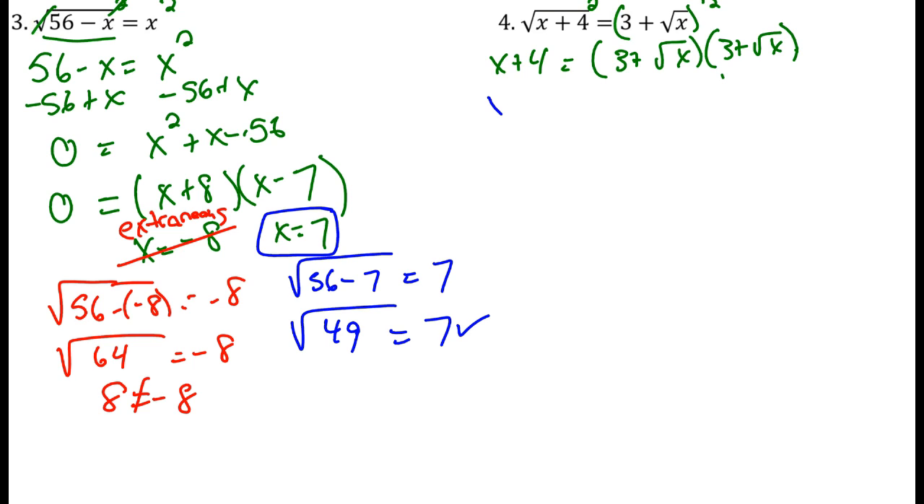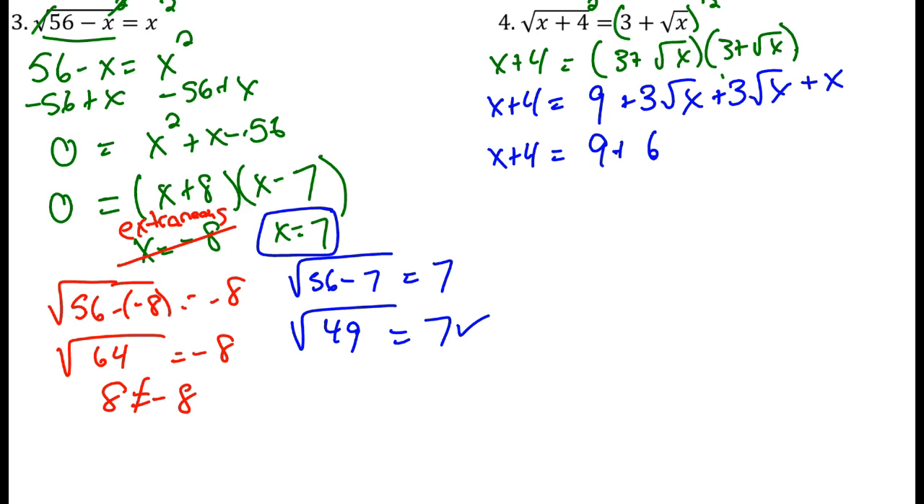How do I multiply two binomials together? I use the distributive property or a box. You get 3 times 3 is 9, 3 times radical x is plus 3 radical x, radical x times 3 is plus 3 radical x, and the square root of x times the square root of x is just x. So I have x plus 4 equals 9 plus 6 radical x plus x.